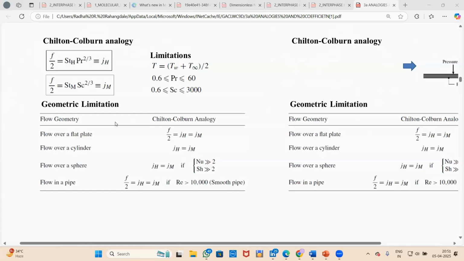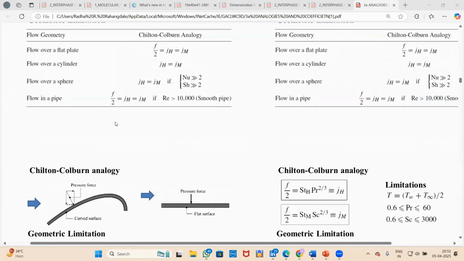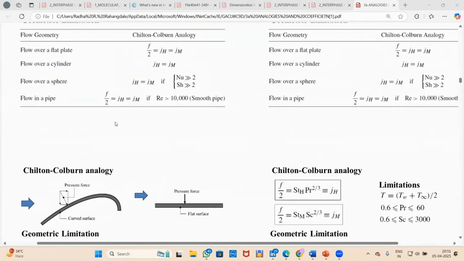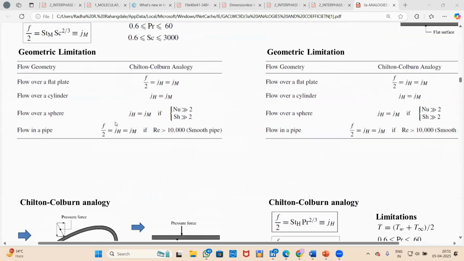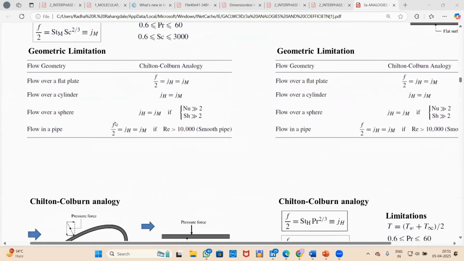Then moving forward, flow over a sphere. For flow over a sphere, JH = JM if Nusselt number is much greater than 2 and Sherwood number is much greater than 2. And similarly, in a pipe there are some limitations. Mainly these limitations are just because of the exposed area through which the fluid is flowing.